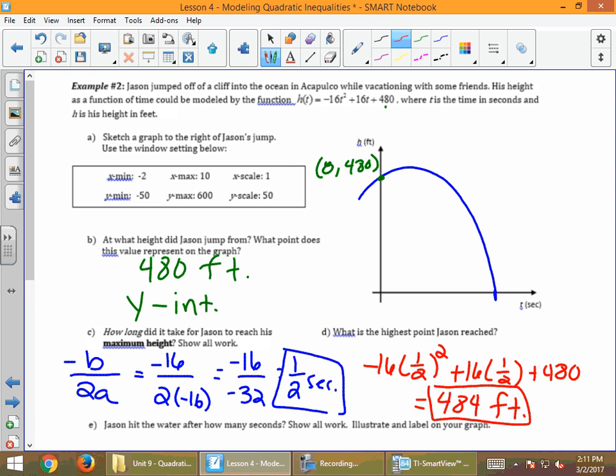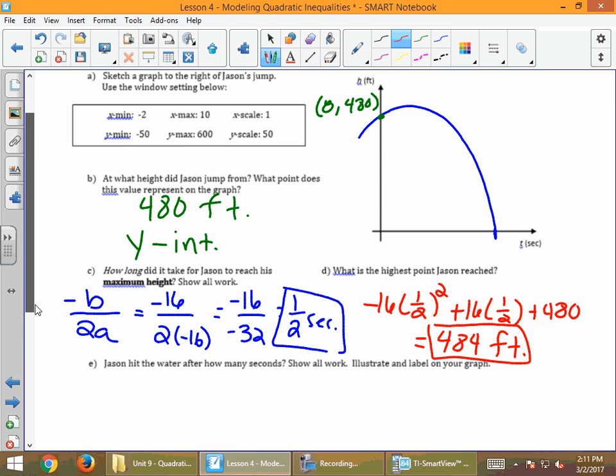Okay. Questions over that part? Okay. So for E, it says Jason hits the water after how many seconds? It says show all work and illustrate this on your graph. Now it's important when it says show all work or determine algebraically, that means you have to do the work by hand. If it doesn't specify, you can get away with using your calculator. If it says show all work, show algebraically, you gotta do the work by hand. You can't just use your calculator. You can't just look at the table.